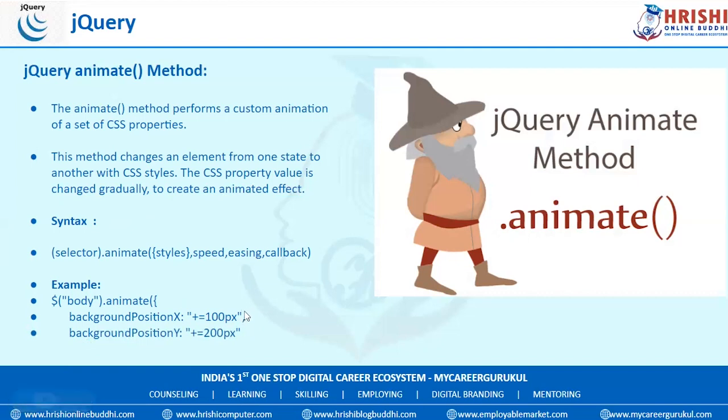separate them with the help of comma. I have put comma and background position Y plus equals 200 pixels. So from the position Y, it will be shifted by 200 pixels, and from the position X, it will be shifted by 100 pixels. And the curly braces and the parentheses should be closed. If you want to assign some kind of speed, you can assign it after these curly braces.